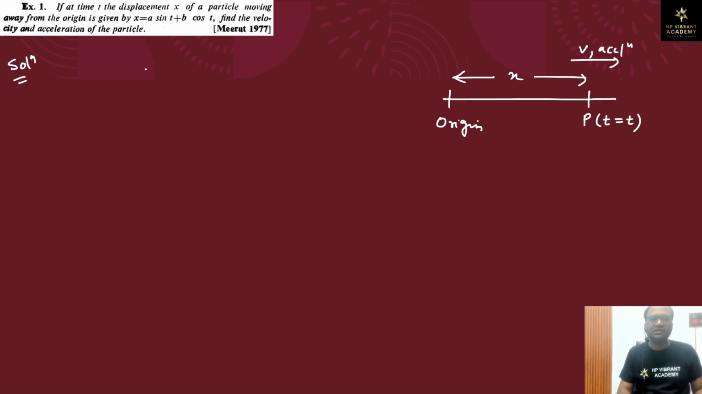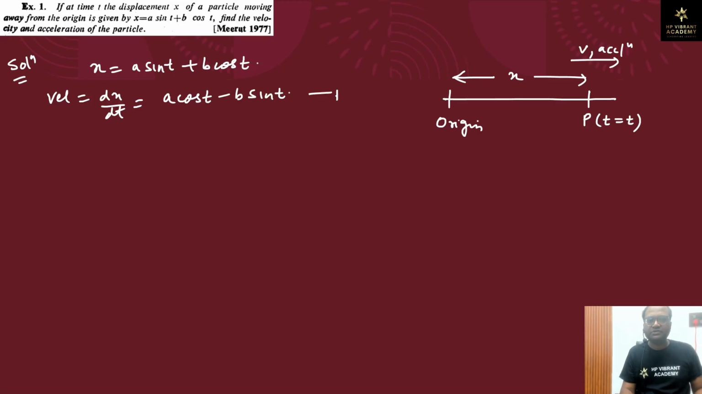How we can find that? So we have the displacement at time t given as x is equal to a sin t plus b cos t. So the velocity is equal to dx upon dt. Let us differentiate this with respect to time. So we have a cos t minus b sin t. So this is our velocity.